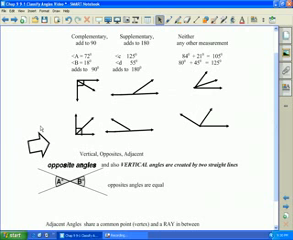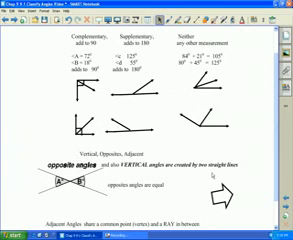Now, a little more advanced work that we're doing with angles and with our geometry. We have vertical, we have opposites, and we have adjacent. Well, vertical and opposites, they're almost identical. Opposite angles and also vertical angles are created by two straight lines. You can see you have angle A and angle B. Well, angle A and angle B are opposite. They're across from each other, and they also happen to be the same measurement.